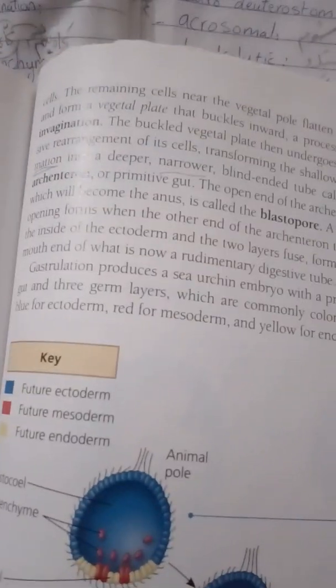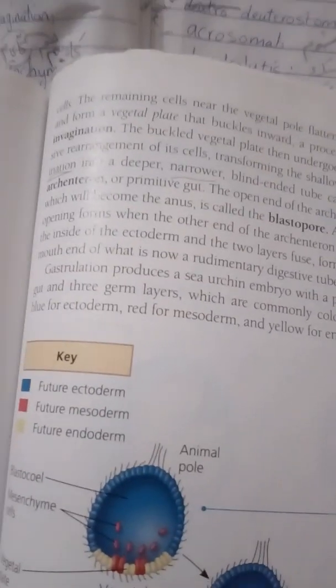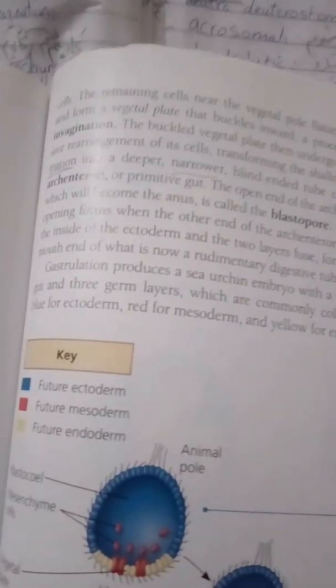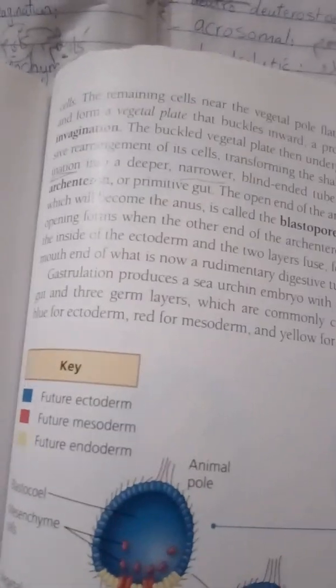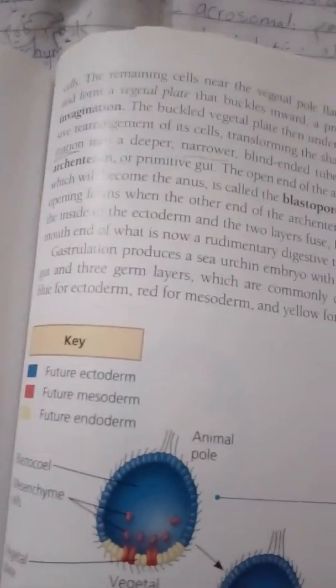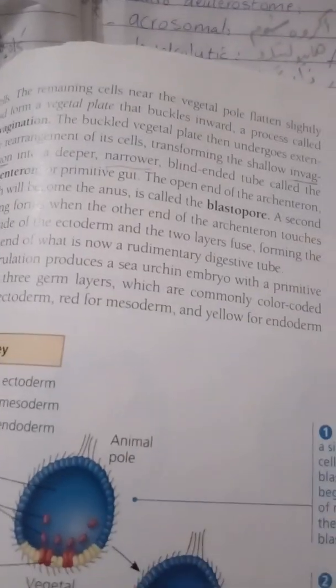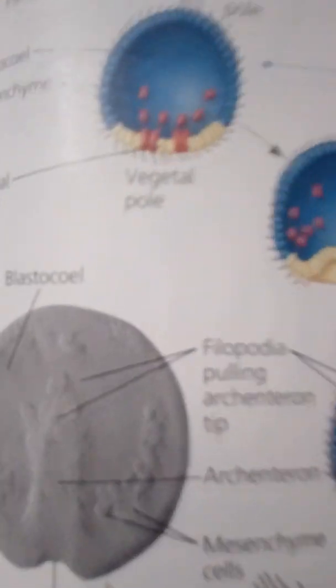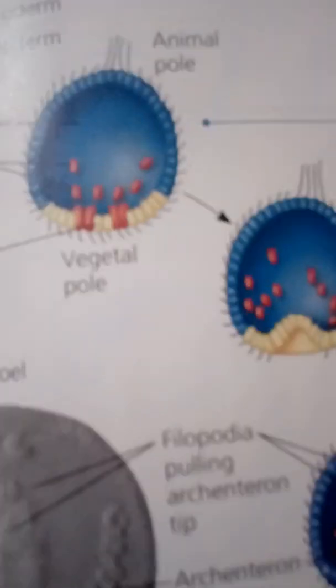This outlines gastrulation in the sea urchin embryo. The sea urchin blastula consists of a single layer of cells enclosing the centrally located blastocoel. Gastrulation begins at the vegetal pole, where individual cells detach from the blastula wall and enter the blastocoel as migratory cells called mesenchyme cells. The remaining cells near the vegetal pole flatten slightly and form a vegetal plate that buckles inward, a process called invagination.